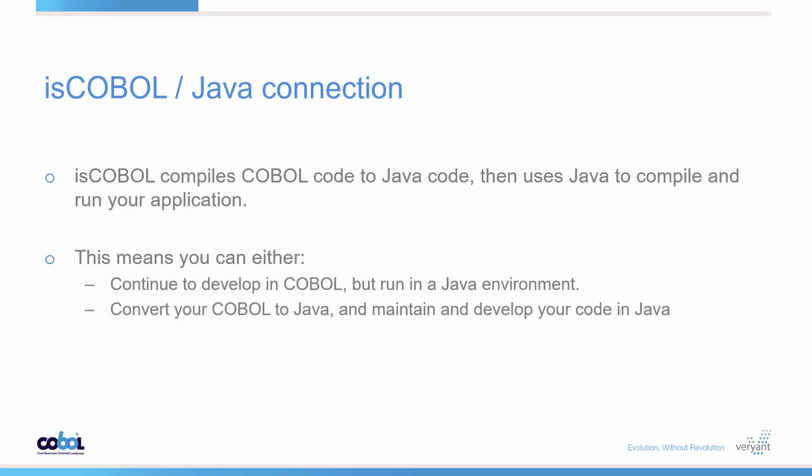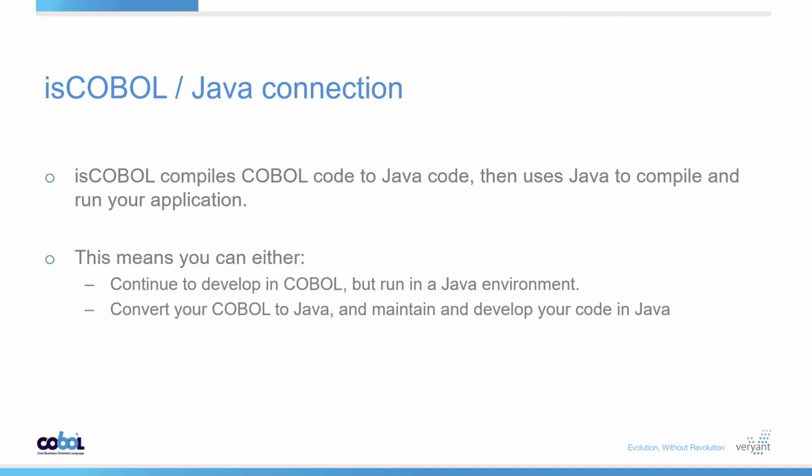Hello. isCOBOL is a powerful development and deployment framework with a two-step compile process. Step one is to read your COBOL program and create Java code. Step two is to use the Java compiler to compile your code into a Java class. Now, the most common benefit of this is to allow COBOL programmers to continue to program in COBOL while still getting the benefits of running in the modern Java environment.